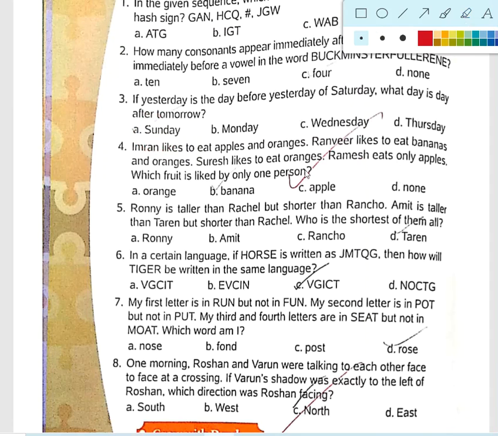Okay. Now the next one is very easy. See, Imran likes to eat apples and oranges. So which two fruits does Imran like to eat? Apples and oranges. Okay. Ranveer likes to eat bananas and oranges. So here apples and oranges, here bananas and oranges. So both of these friends like to eat oranges.